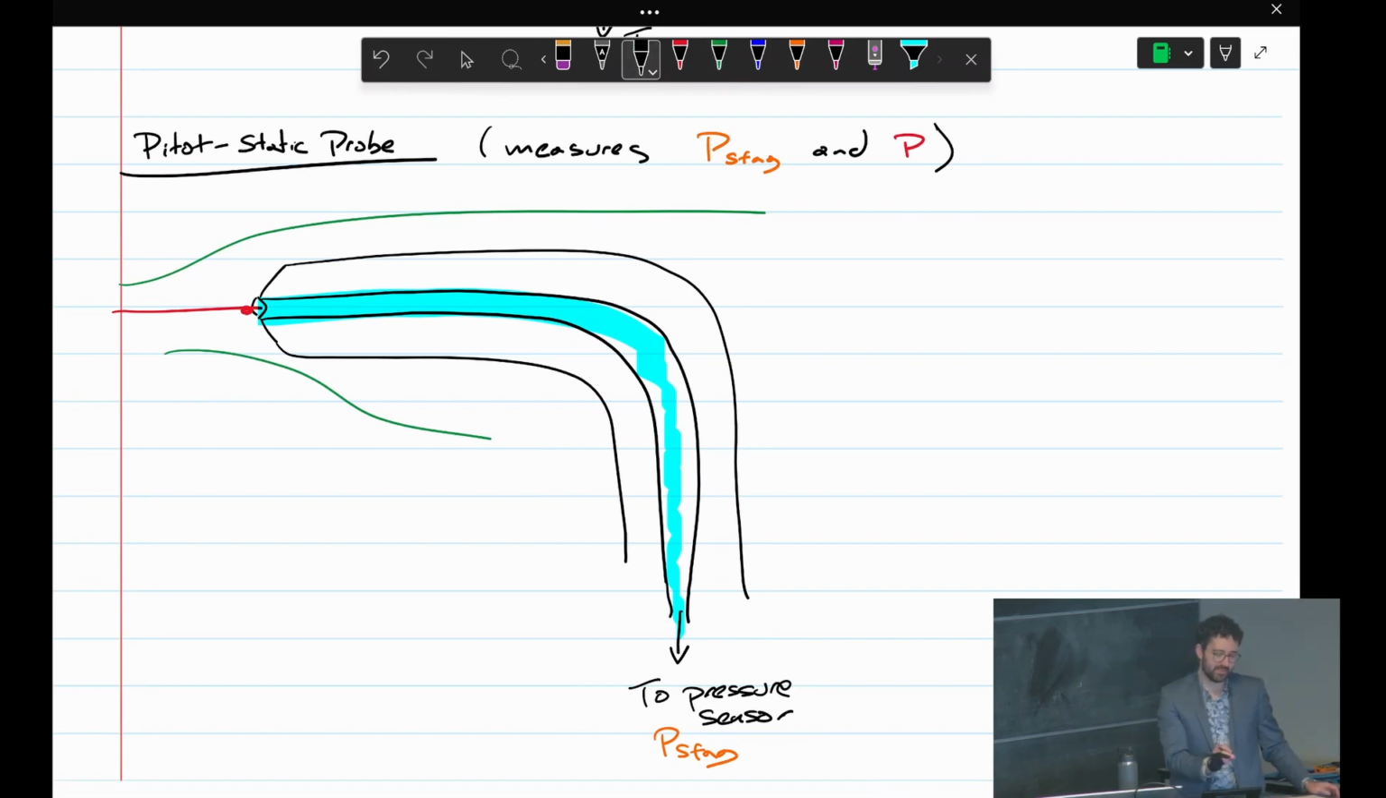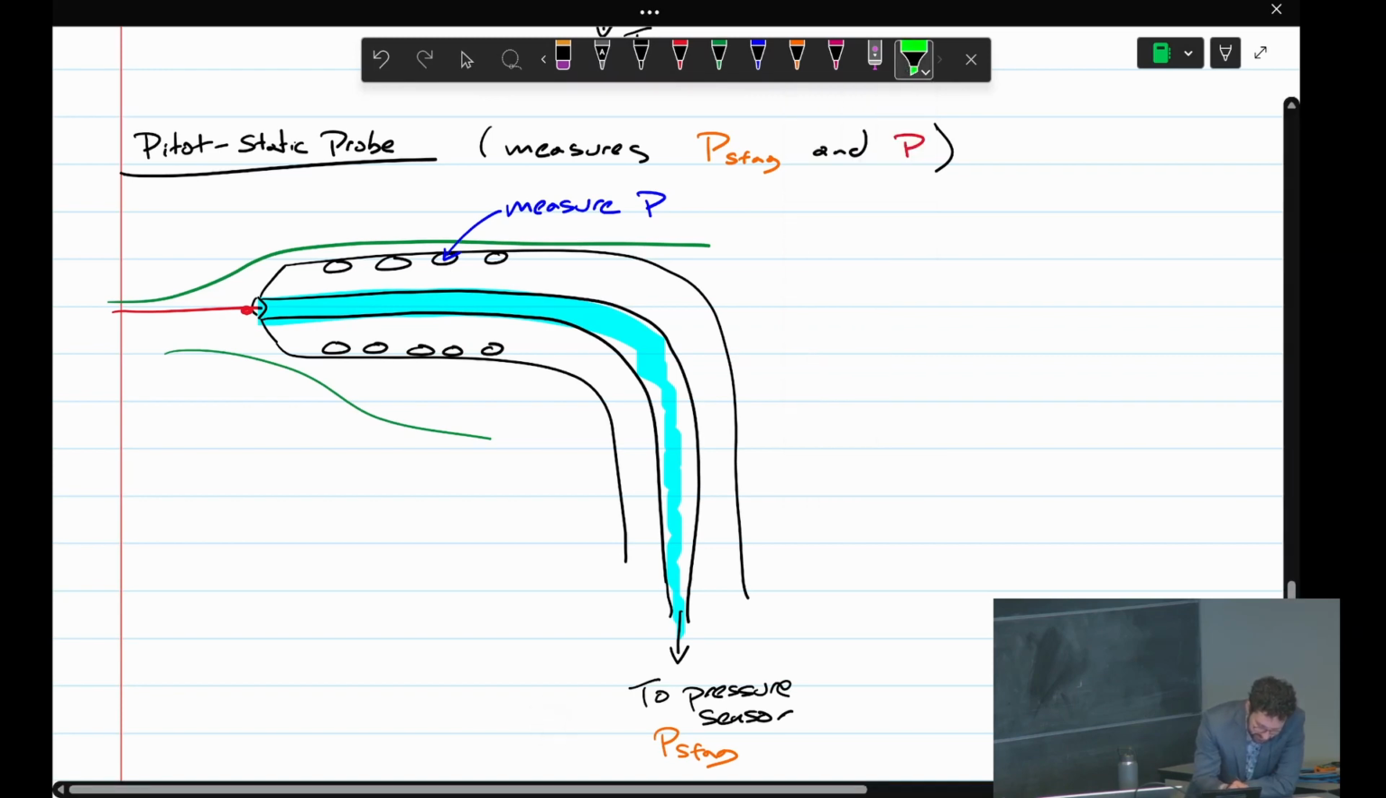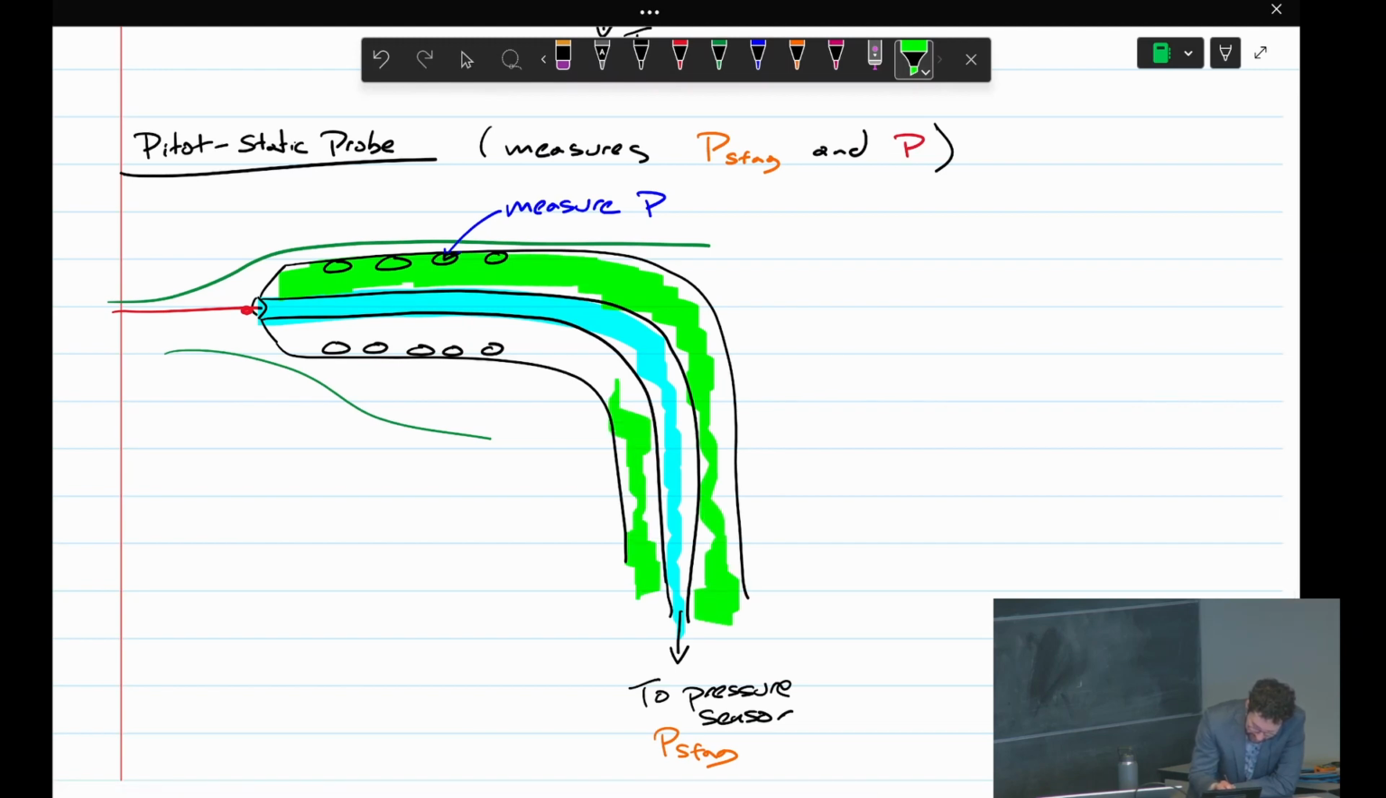Now, the reason that tube is kept separate is because we also take a static pressure reading like this. So we have a bunch of holes. The design of this varies a lot, but basically the idea is you have all these holes. I'm going to draw the streamline here. These holes will allow you to measure the static pressure P. So these two chambers are separate, but they're both like for a static fluid.